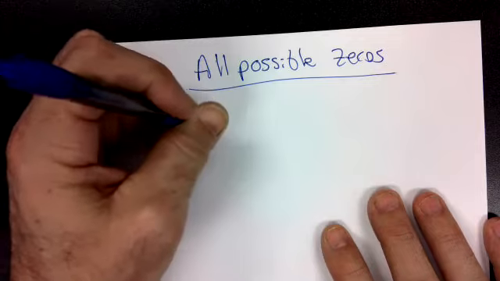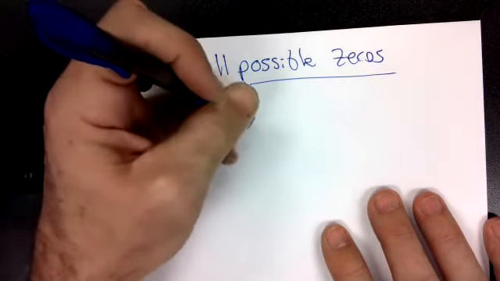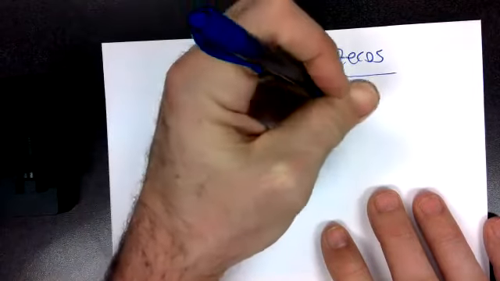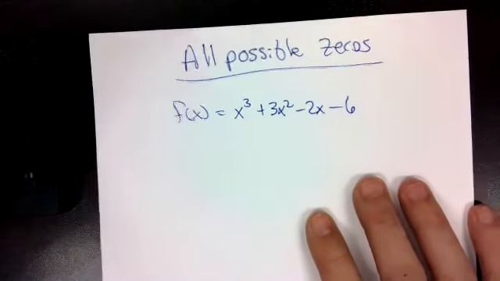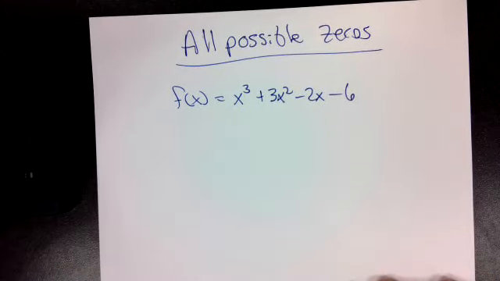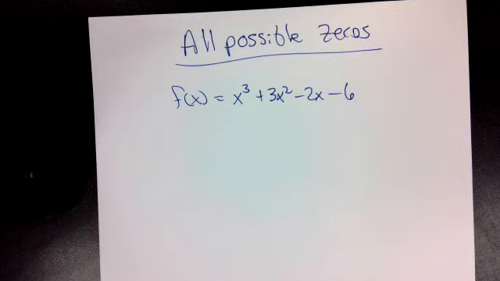So they're going to give us something like x cubed plus 3x squared minus 2x minus 6.